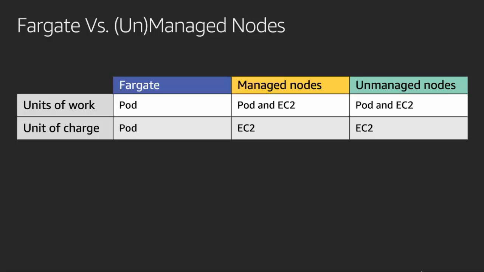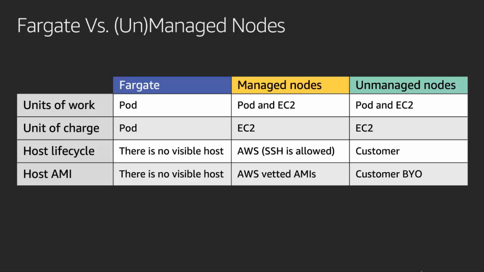Also, the unit of charge is very different. For Fargate, it's always going to be the pod. You're going to pay for the pod that you're deploying on Fargate. Whereas for traditional managed or unmanaged EC2 instances, you pay for the EC2 instances that are running in your account.